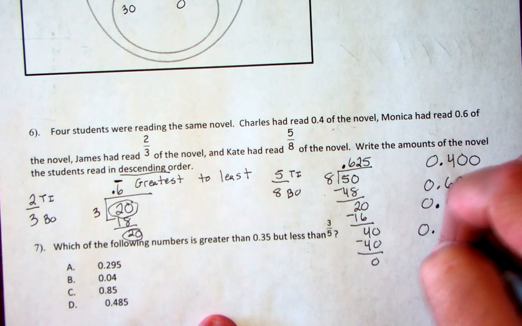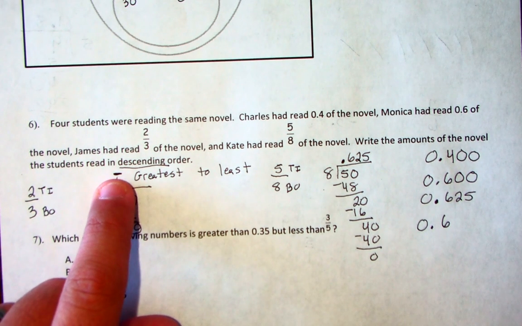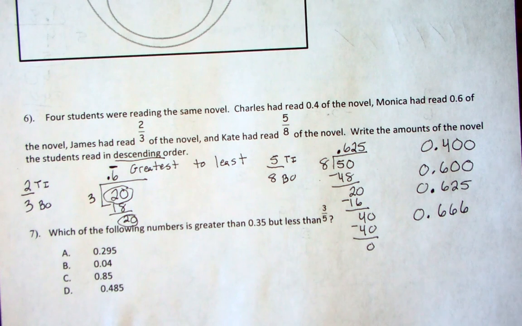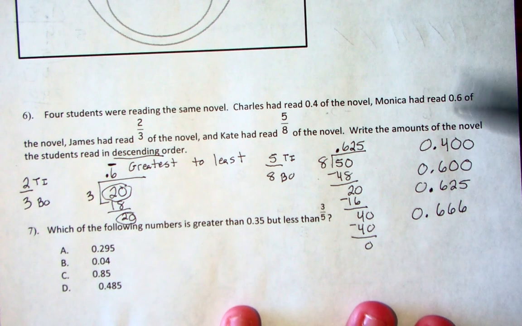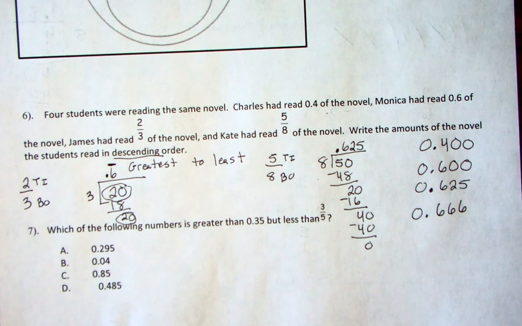And now what about this bar, the one that has the bar over it? That's 0.6666 forever and ever. But I'm just going to stop it right there at the thousandths. The reason I'm giving them all to the thousandths is so I can now compare my decimals. It wants me to go with the largest decimal to the smallest one.